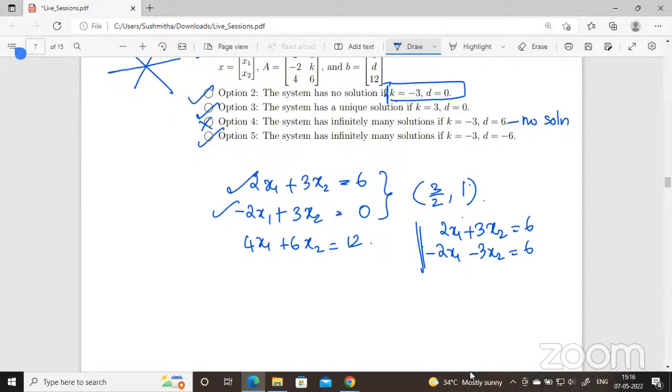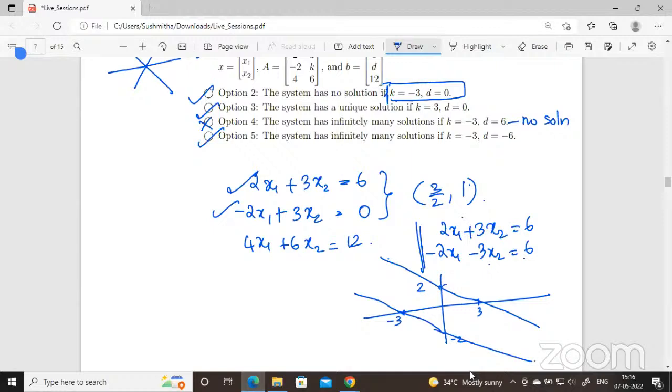You multiply the first equation with minus 1, you'll get this part, but you won't get this part. You can just plot 2, 3. So this is 3, this is 2. This is one line, the first line. The second line is minus 3, minus 2. Yes, ma'am, got it. Ma'am, when it is minus 6, they will be the same line. Okay.